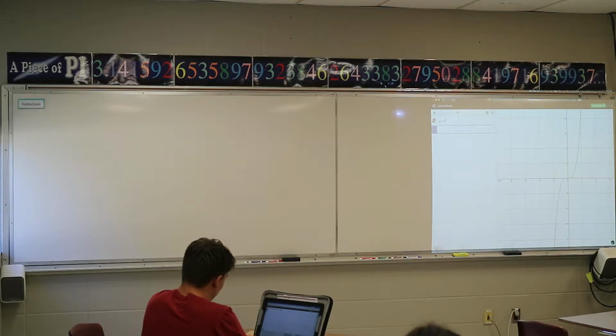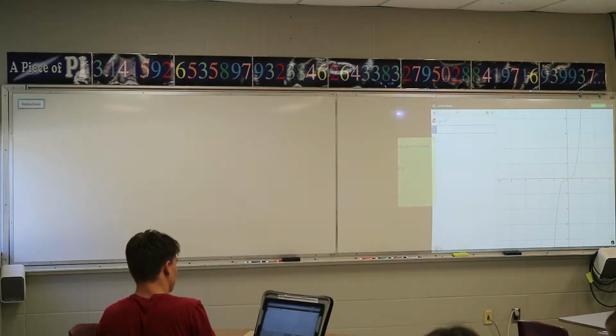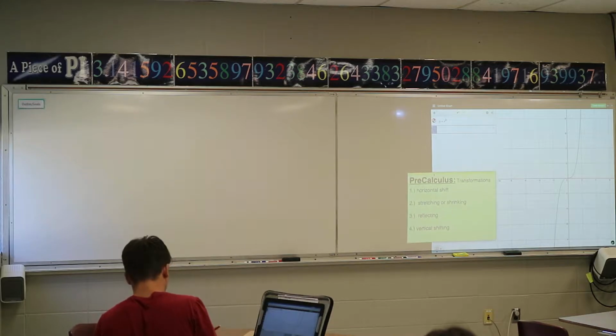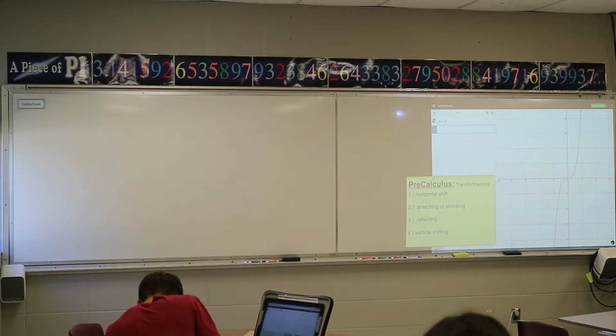This is the default graph for a cubic graph. How do we know that? If it's an odd power, the tails go in opposite directions. Even powers, the tails finish in the same direction. So what we're going to do is mess with this graph in different ways and walk through the different types of transformations we should know: horizontal shifting, stretch or shrink, reflecting, and vertical shifting. We're going to walk through each of these four types so you understand what it's going to look like when I look at a problem.